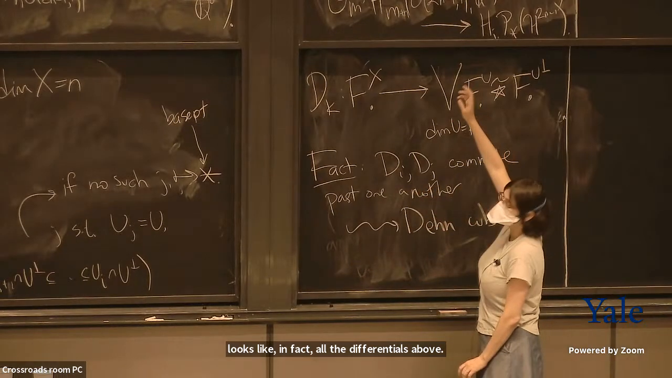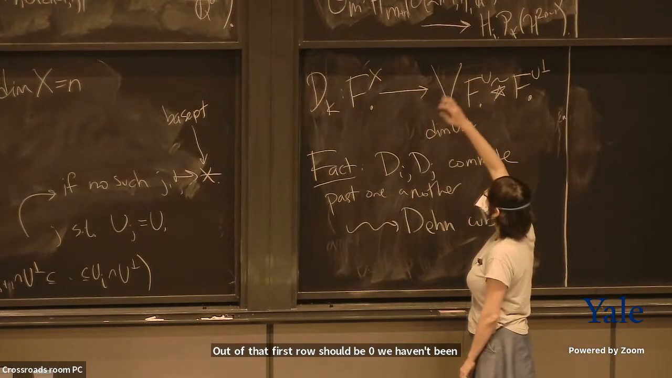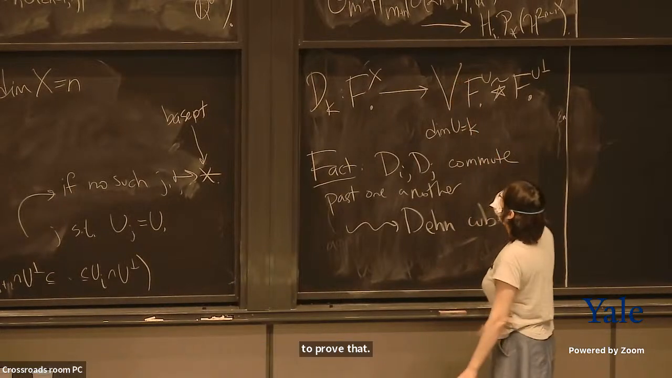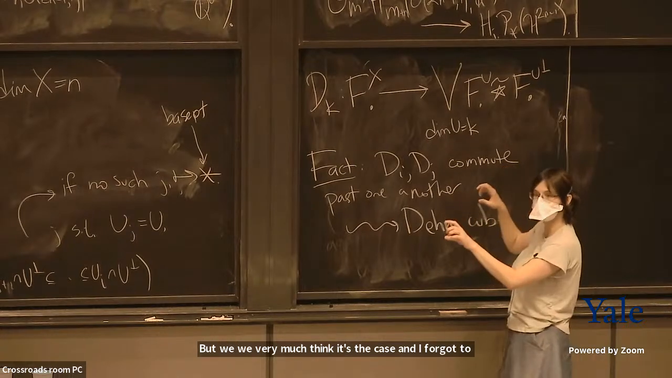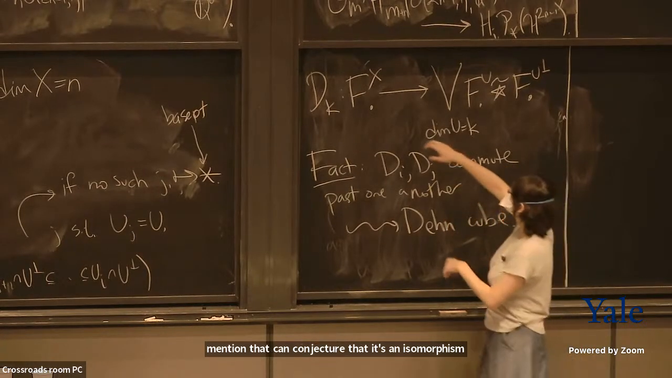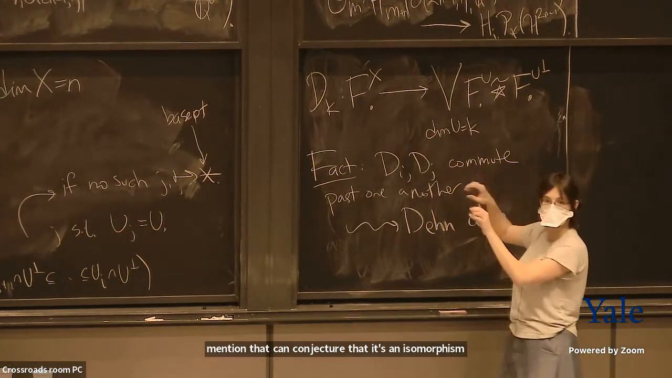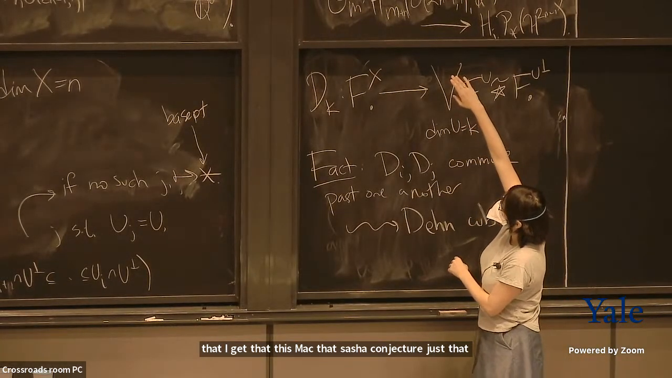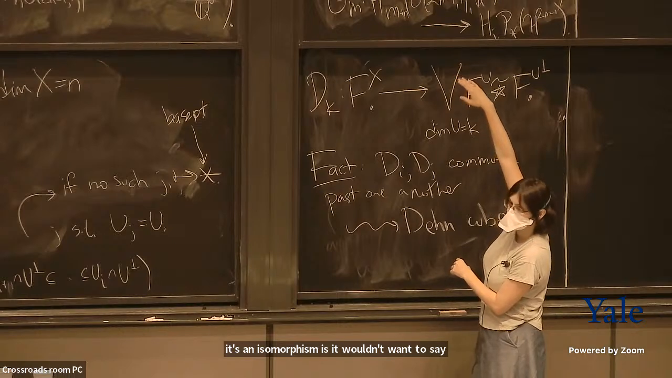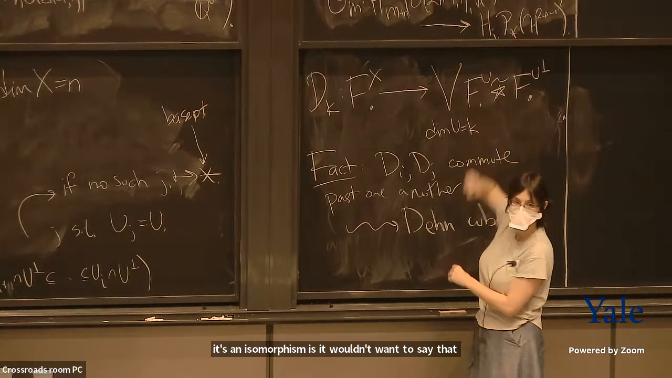We haven't been able to prove that, but we very much think it's the case. And I forgot to mention the conjecture that it's an isomorphism, this map that Sasha conjectured, is equivalent to saying that certain entries in the E infinity page of the spectral sequence are zero.